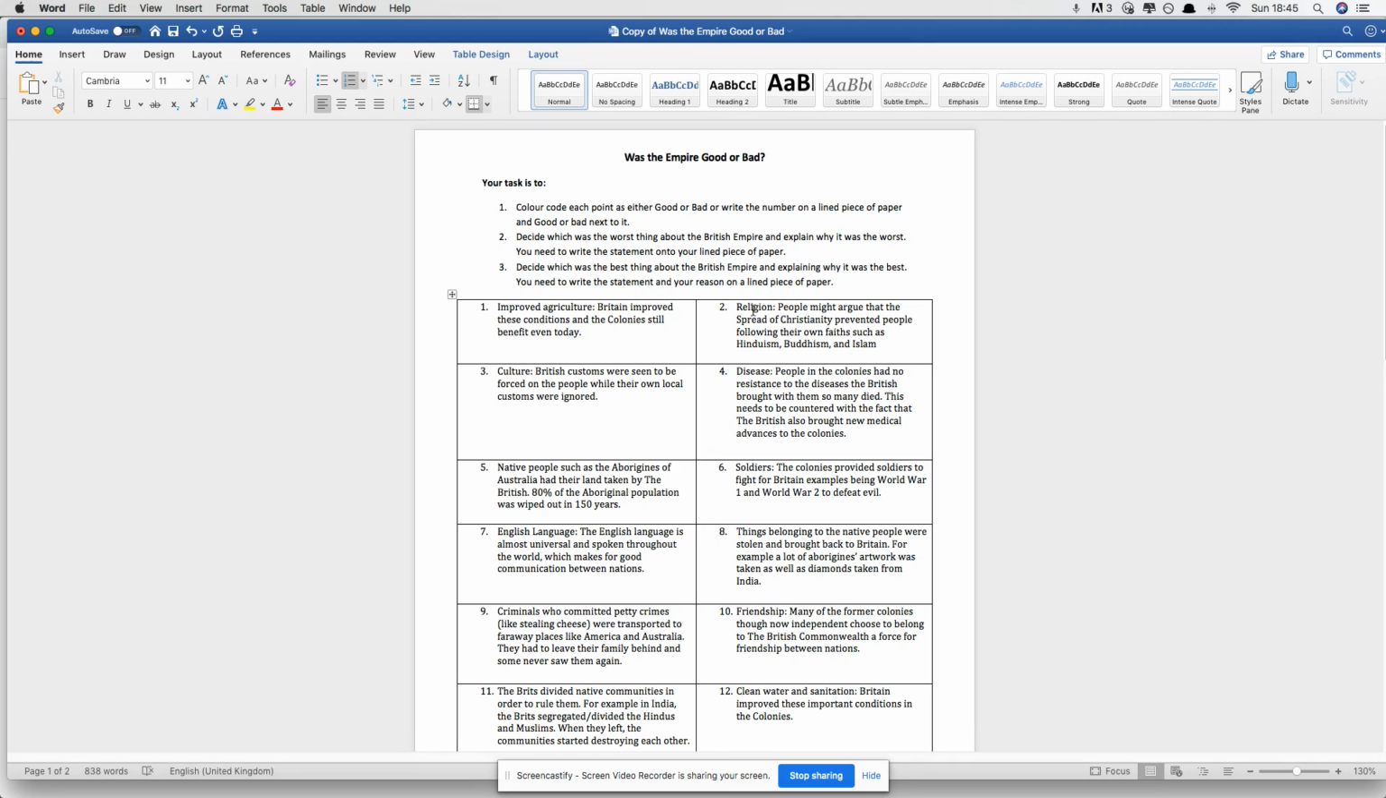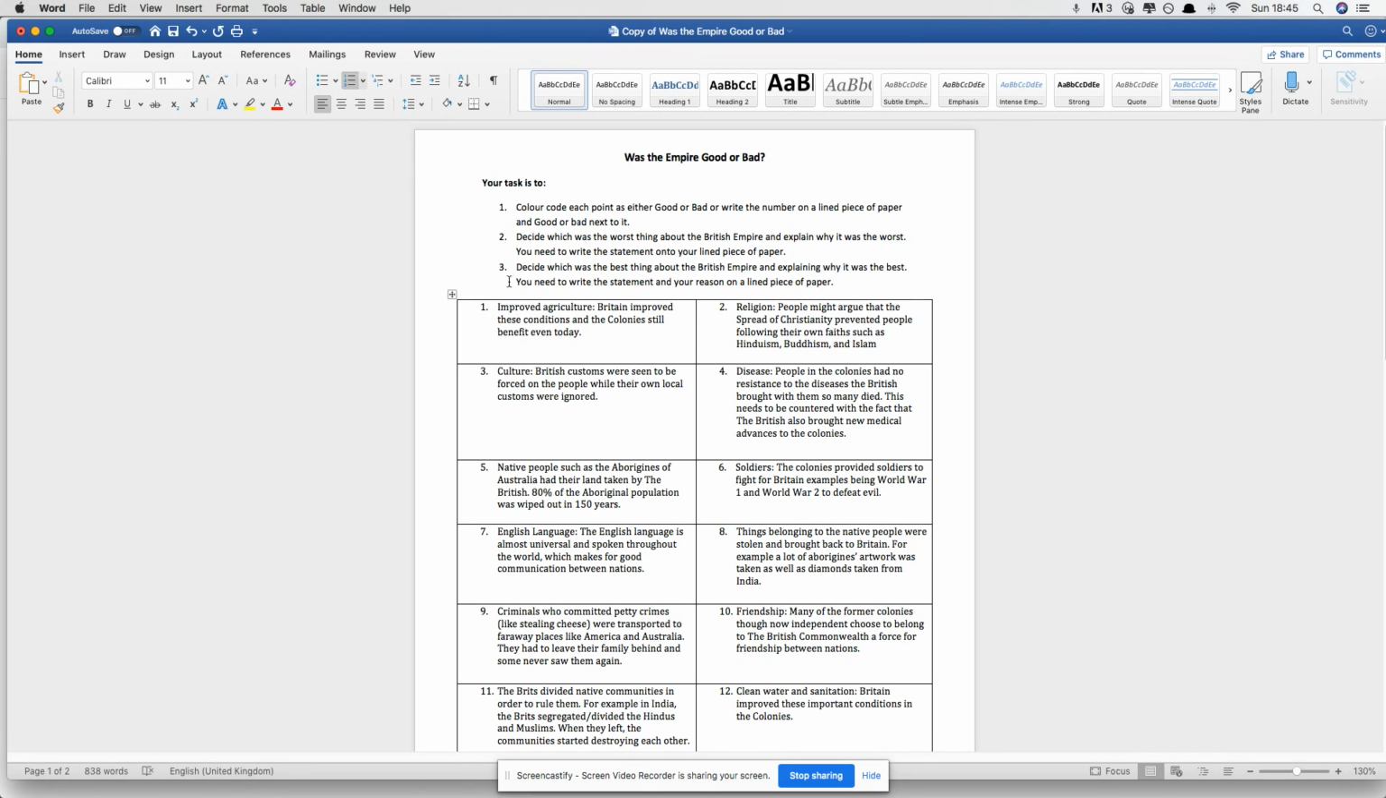Okay, number two says religion. People might argue that the spread of Christianity prevented people following their own faiths, such as Hinduism, Buddhism, and Islam. Okay, so they're not allowed to follow their own religions. We force Christianity on them. Okay, so I'd probably say that is a bad thing. So I'd write number two, bad.